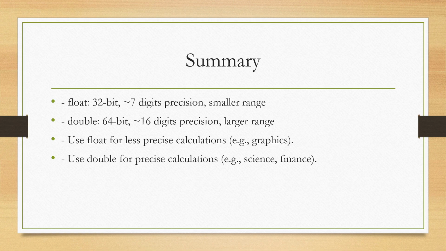So in real use cases, float is used when memory is important, like in graphics or mobile devices. Double is used in scientific, financial or mathematical applications where accuracy is critical.